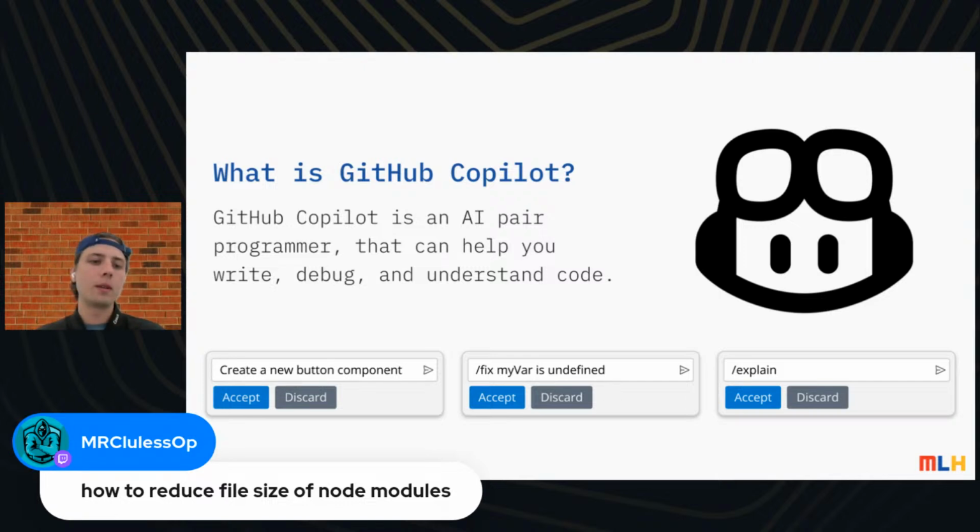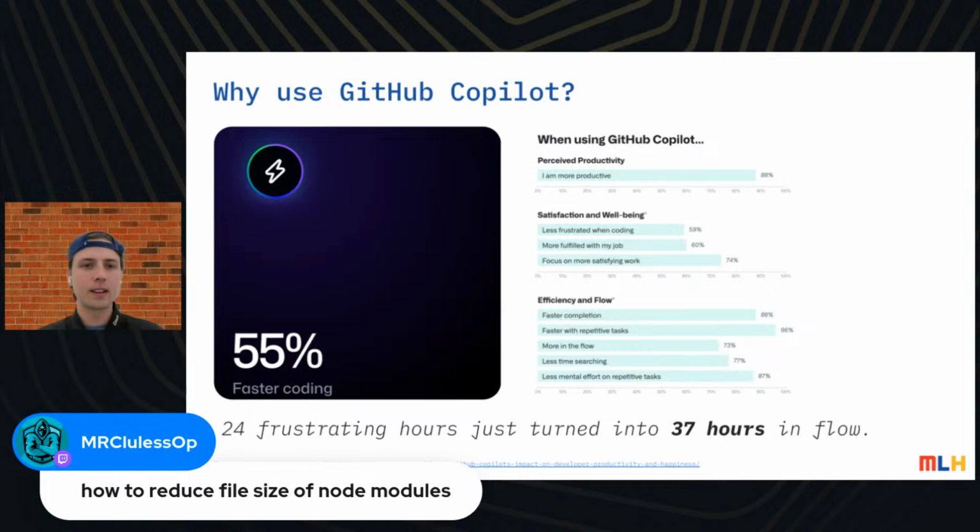Great job, everyone. All right, we're going to move on here. So the reason you might want to use GitHub Copilot is because it makes you a faster coder. Check out this survey here. You can be more productive and efficient and satisfied when you're coding, and turn 24 hours into something in flow.